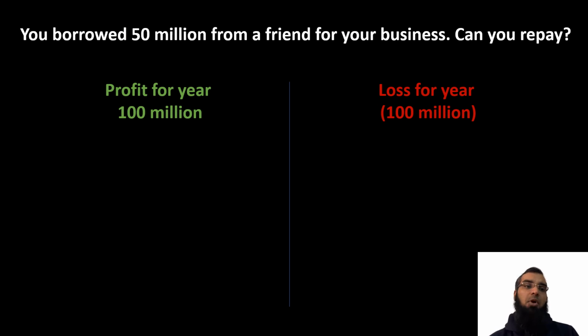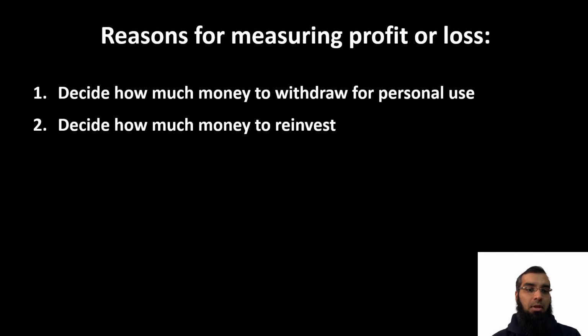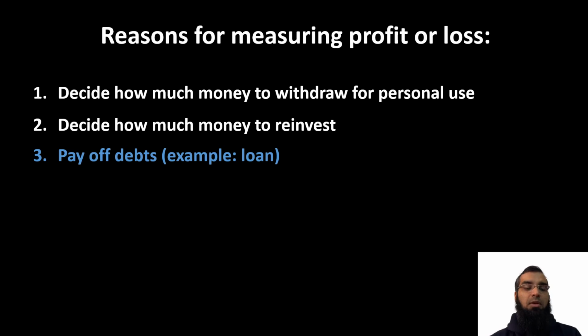Now assume that we borrowed 50 million from a friend for our business. Can we repay? In case we have earned a profit of 100 million, yes, of course. But in case we made a loss of 100 million, of course we can't. We haven't earned anything. In fact, we have made a loss of 100 million. How can we repay our friend 50 million? So no. So calculating profit or loss also shows us whether we can pay off our debts.